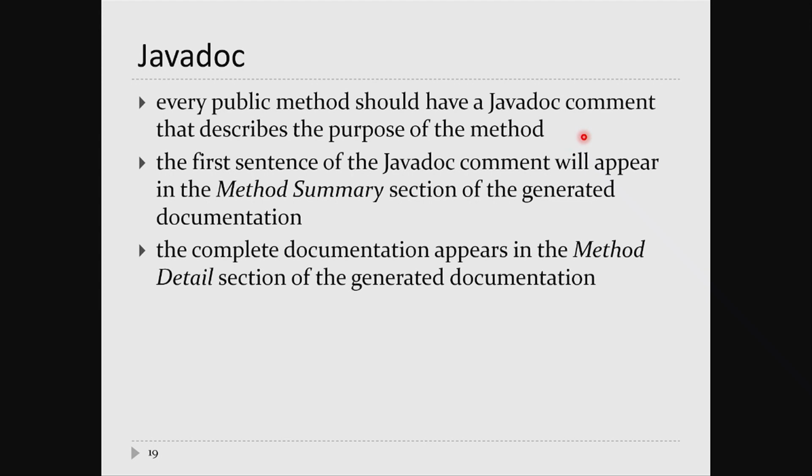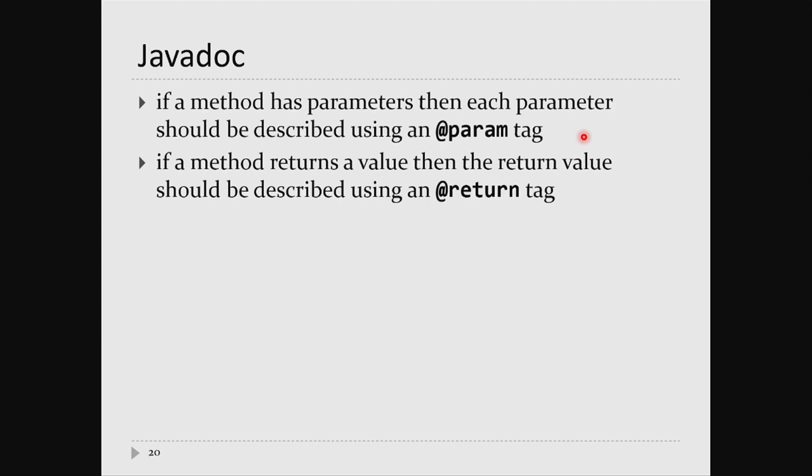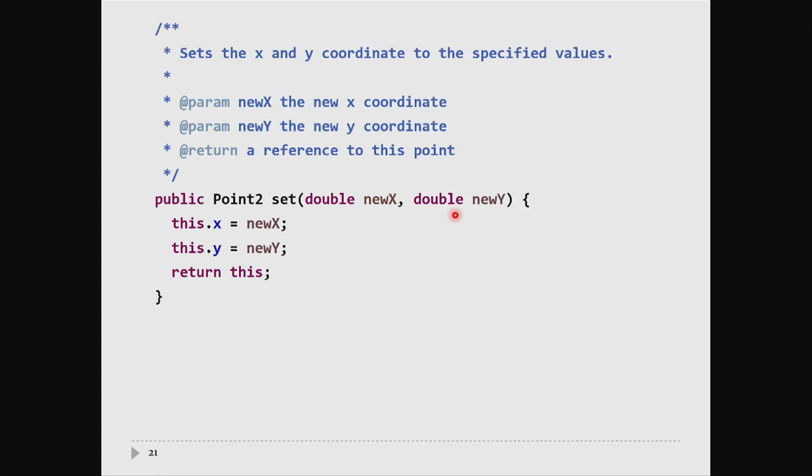Now methods are more or less the same thing. Every public method should have a Javadoc comment. If the method has parameters, every parameter should be documented with an @param tag. If a method returns a value, it should be documented using an @return tag. So set returns a reference to this point. When I document that, after all of the parameters, you then document the return tag. What does it return? It returns a reference to this point.